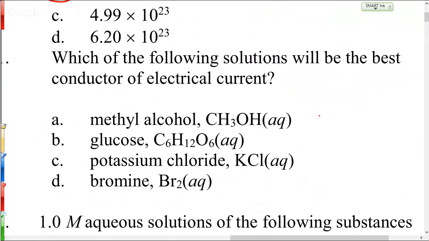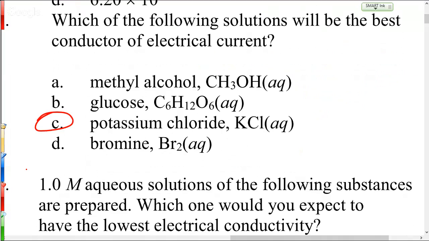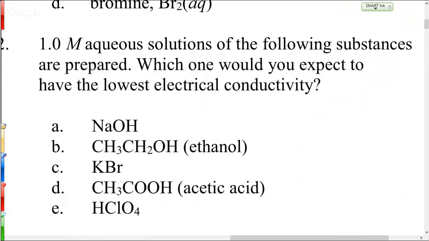So of these four, which one produces the most ions in solution? C, yeah, C is actually the only one that produces ions in solution, right? The rest of them are all covalent. So that's the only one that's going to be electrically conductive at all. Same type of question. Which one do you expect to have the lowest electrical conductivity in this case? Of those five choices. Why ethanol? Yeah, it's a molecular or a covalent compound.